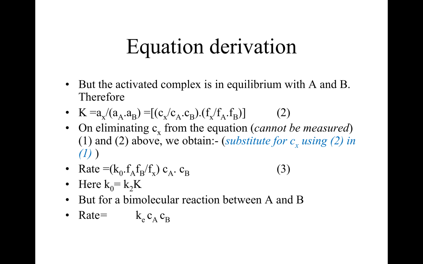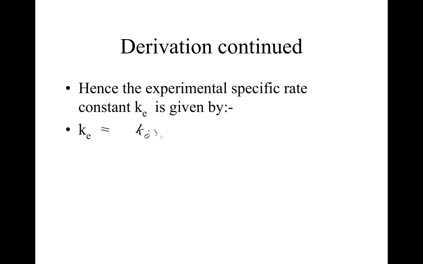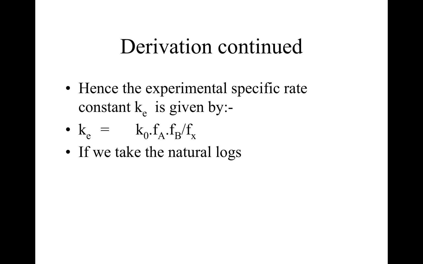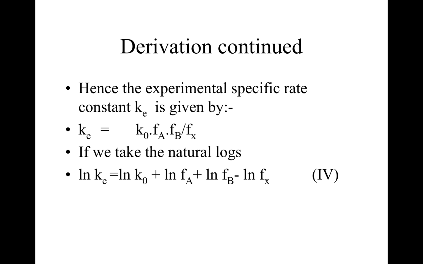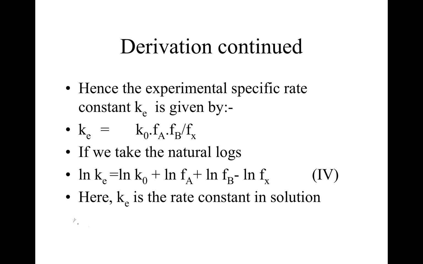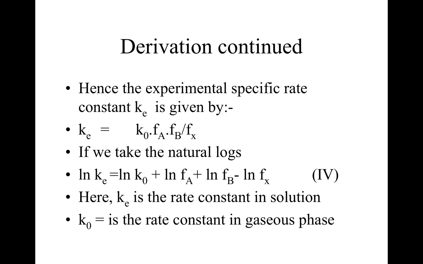But we know very well that for a bimolecular reaction between A and B, we normally write the rate equal to K experimental times CA times CB. Hence, the experimental rate constant, Ke, is given by Ke = K0 FA FB over FX. If we take the natural logs, we obtain ln Ke = ln K0 + ln FA + ln FB − ln FX. Equation 4.